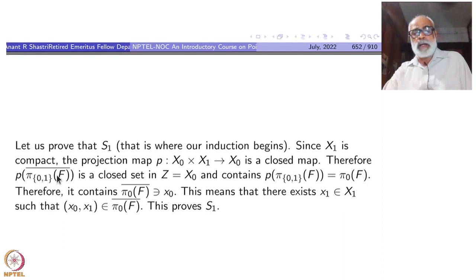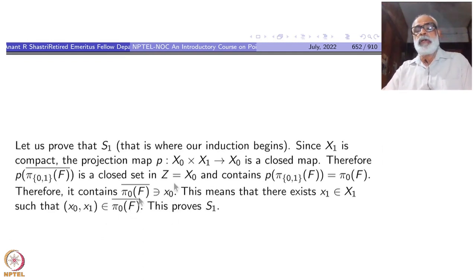So pi_{0,1} of F, take the closure, P of that, where P is the next projection. The projection will be a closed map because this is a closed set I am taking. So P of that one will be a closed subset of Z equal to X_0 and contains this subset, P of pi of F, but that is pi_0 of F. Therefore, it contains pi_0 of F bar because it's a closed subset, but it contains X_0. This means that you have an x_1 inside X_1 such that this (x_0, x_1) belongs to pi_{0,1} of F bar. This proves S1.